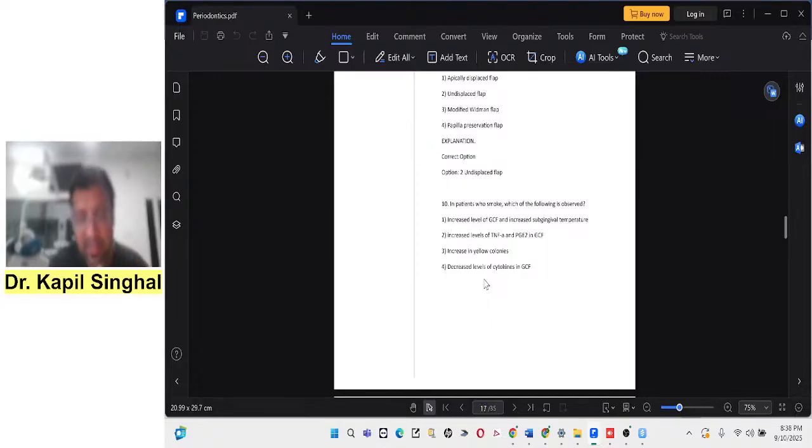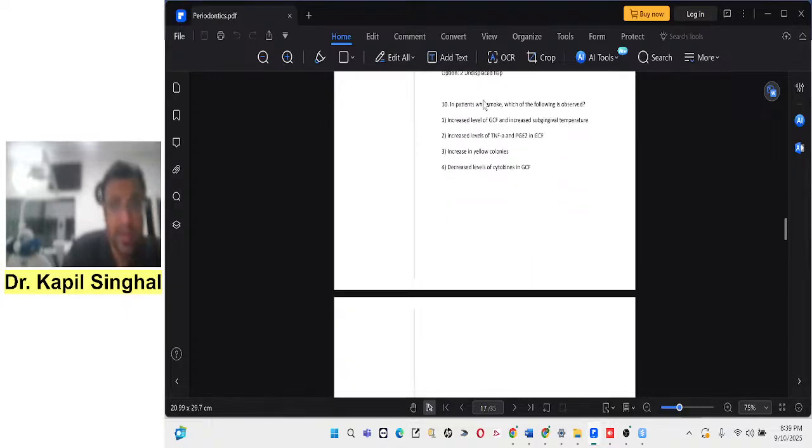Otherwise, I'll mark this. The second option is increased level of tumor necrosis factor alpha and prostaglandin E2 in GCF. This is correct because these are inflammatory factors, cytokines that are increased in GCF in patients who smoke. Third, increase in yellow colonies, not necessary. Fourth, decreased cytokines. No, they increase. So this is wrong. Out of options 1 and 2, both are correct. 1 is partially correct. 2 would be a better answer here. In smokers, there is a transient increase in GCF flow.